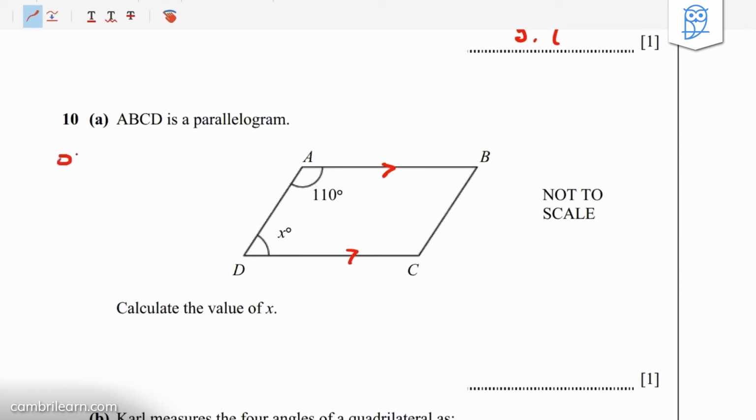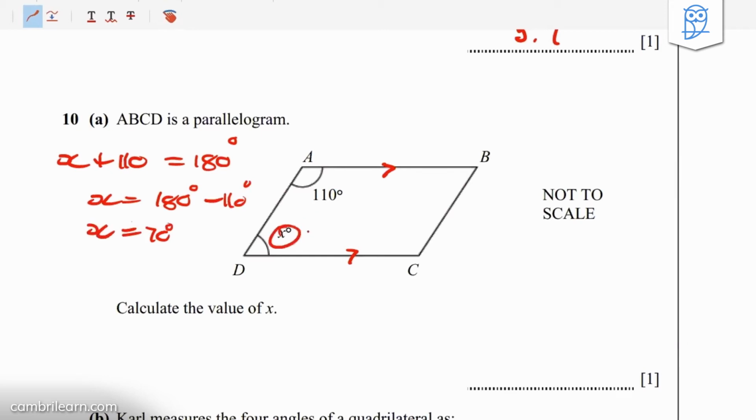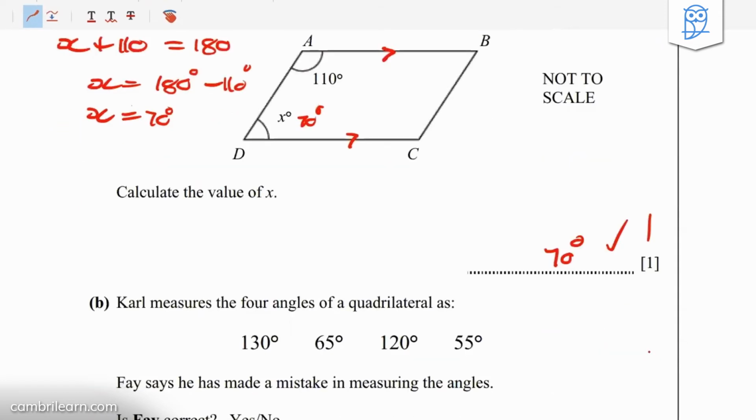So we can say that x plus 110 is equal to 180. That means that x is just equal to 180 minus 110. This is equal to 70 degrees. And we could have seen this very easily. This x has to be equal to 70 degrees for this total to be equal to 180. So the value of x is just 70 degrees. Great stuff. That was an easy one.